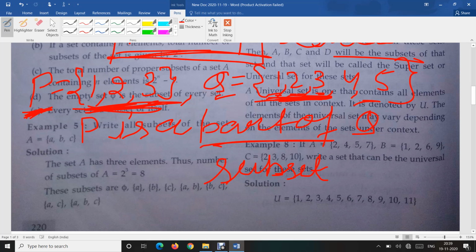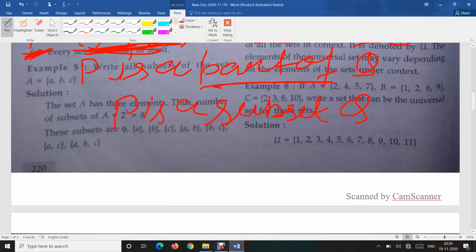As I told you above, we can write this part of as subset. That means P is a subset of Q.